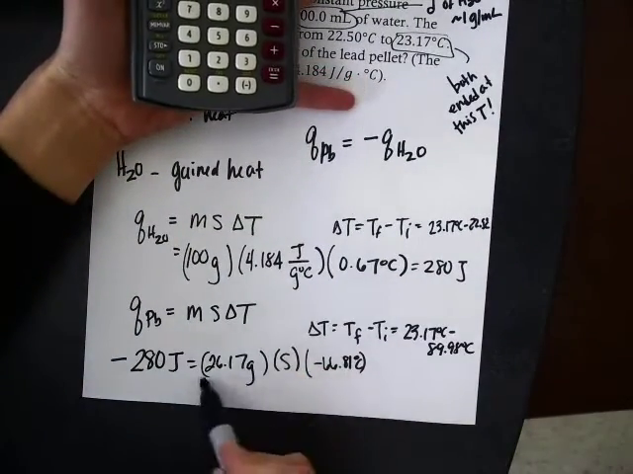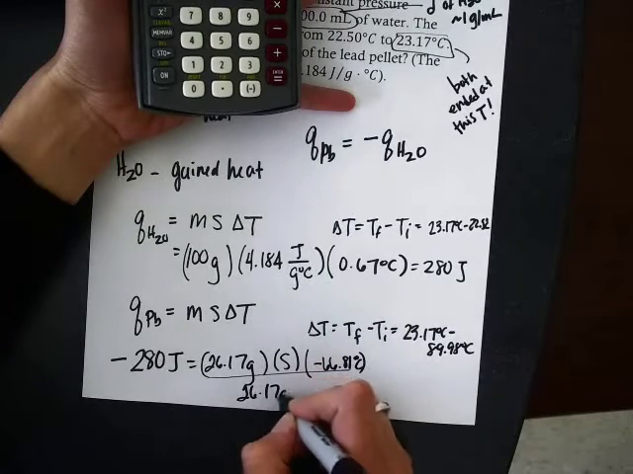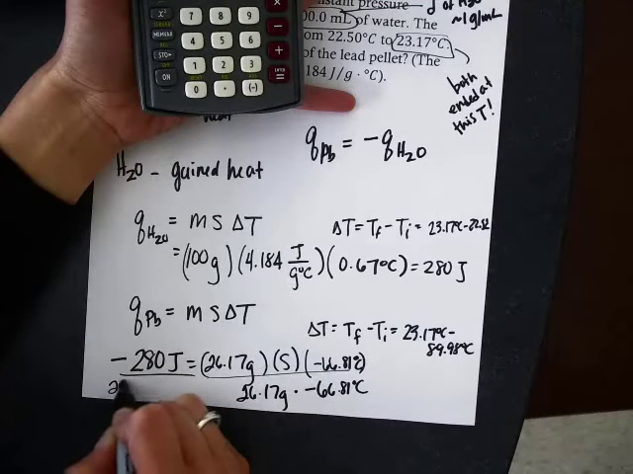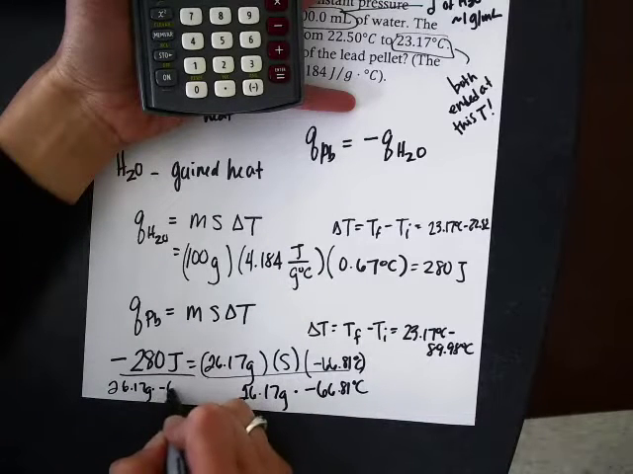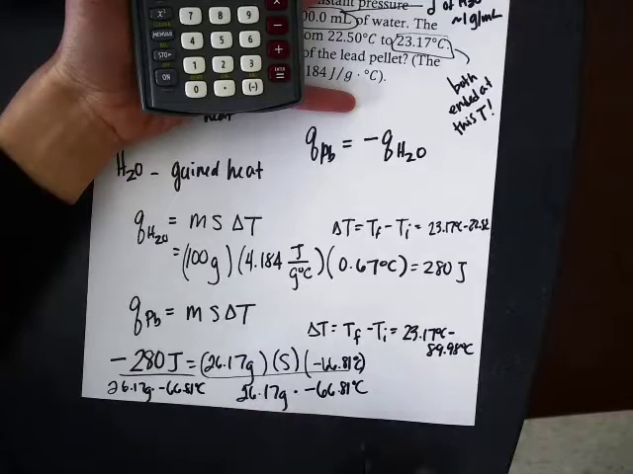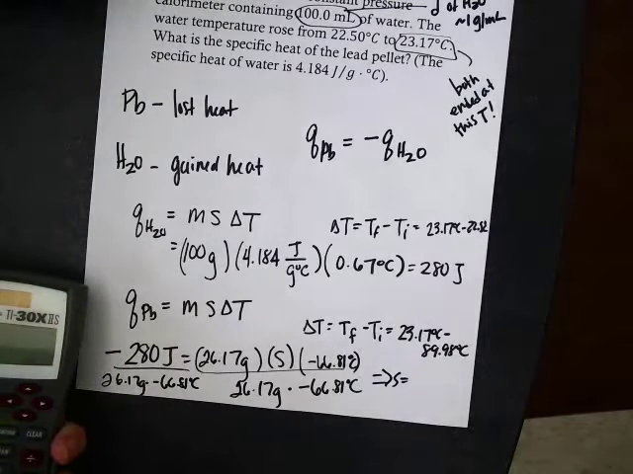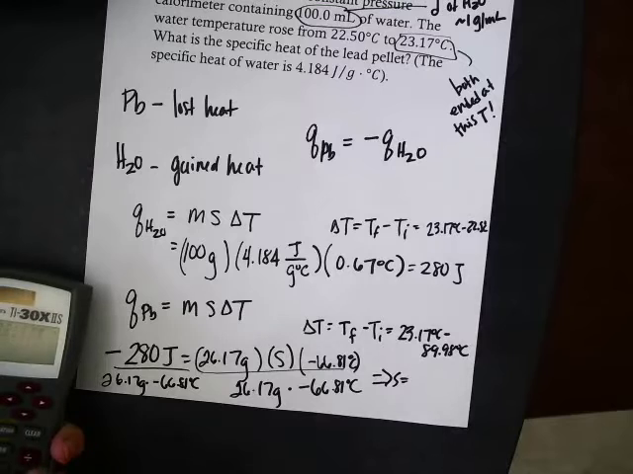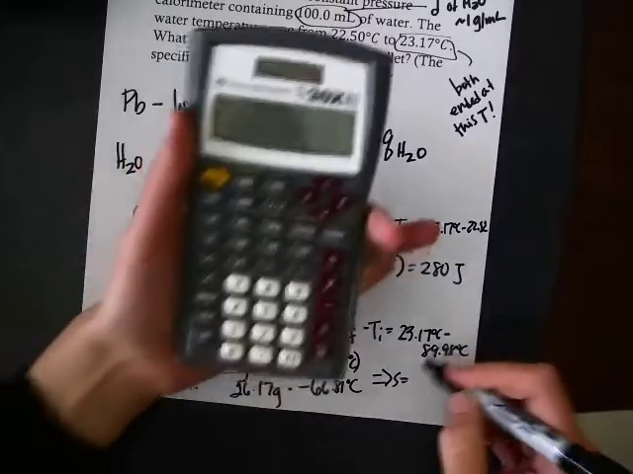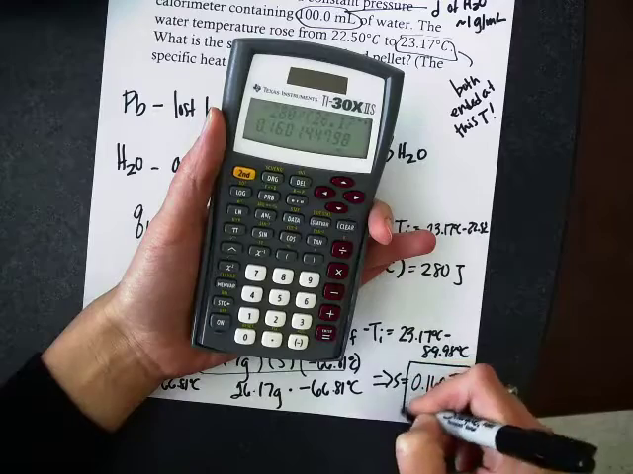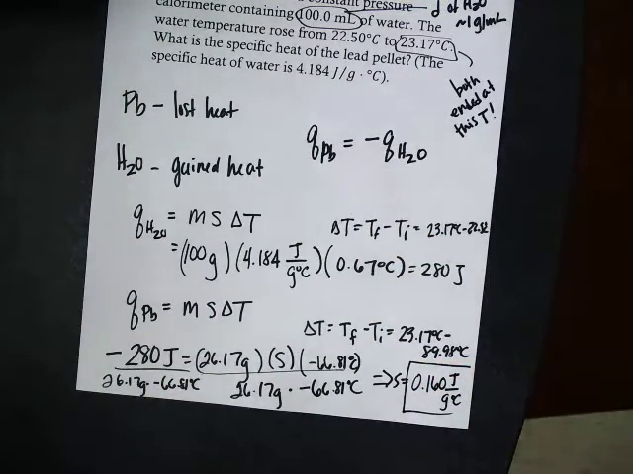And now I can solve for s. The negatives will cancel. I'll divide by 26.17 and 66.81. All right, so 280 divided by 26.17 and 66.81. I put that in parentheses, and I got 0.160. None of my units cancel, so that's joules on top, and grams and degrees Celsius on the bottom.